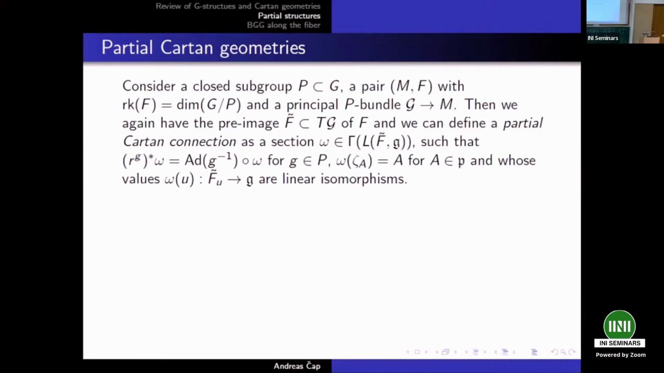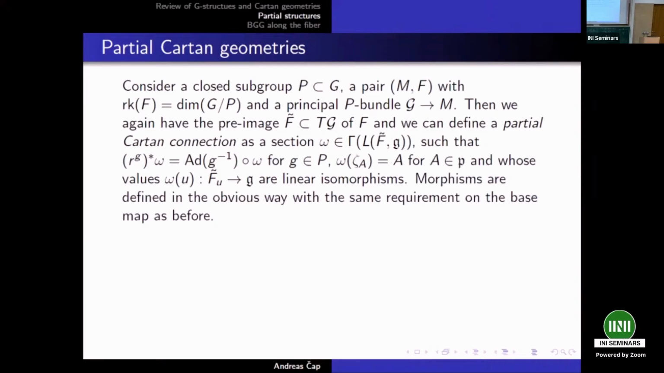Okay, so that was already the story about partial G0 structures, and actually partial Cartan geometries are as easy. So you start with G and a closed subgroup P, and you start with a pair (M, F), where the rank of F is the dimension of the homogeneous space G/P. And then you can take a principal P bundle over M, and you again have the lift of the distribution to TG. And now you define a partial Cartan connection in the obvious way. So you take a partially defined one form with values in g, which is equivariant in the obvious sense, reproduces the generators of fundamental vector fields, and whose values in each point are linear isomorphisms. That's it. So that's the definition of a partial Cartan geometry.